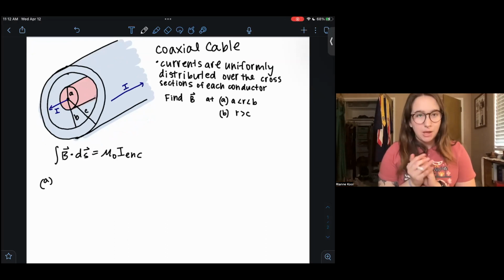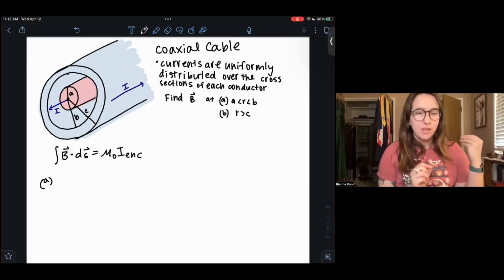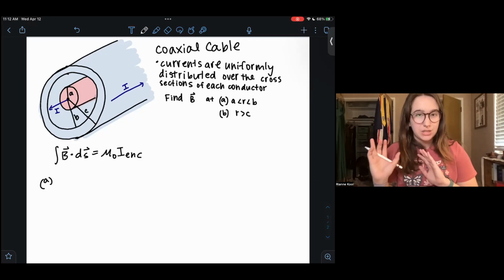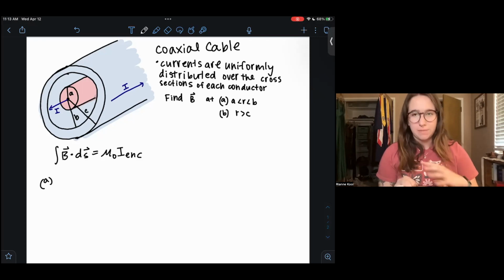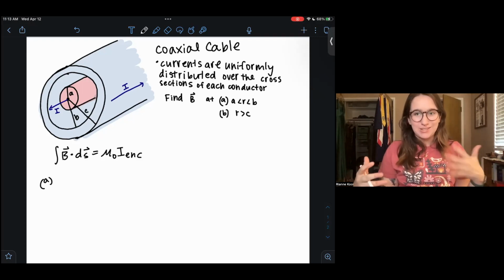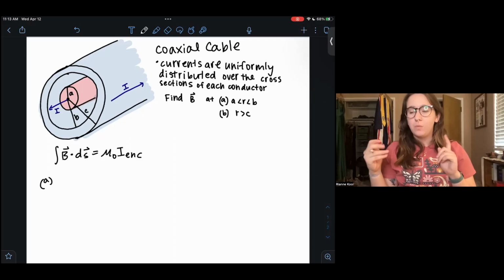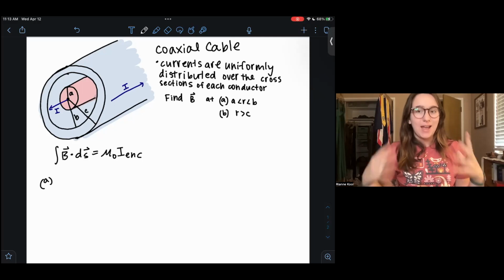The most important part about finding the B field using Ampere's law is your Amperian loop. Just like in Gauss's law, where we were really sticklers about choosing the correct Gaussian surface, this is your way to find the B field correctly. You have to pick the correct Amperian loop. The first thing I want to decide is what direction this B field is going to be in, because we want to find an Amperian loop that goes in the same direction as our B field.